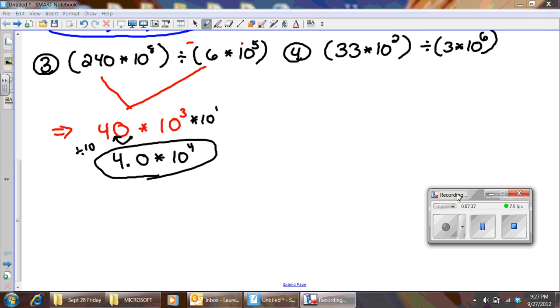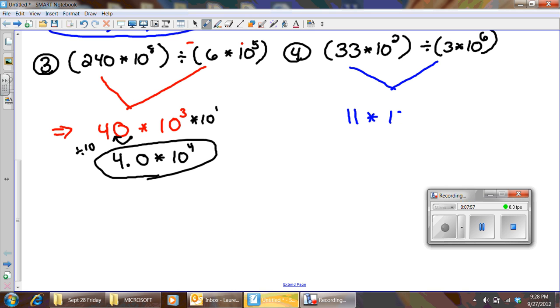All right, one more example for you. And then, like I said, Monday we'll get some practice in class. All right, 33 divided by 3 is going to end up being 11, times 10 to the second divided by 10 to the sixth. Remember, when I'm dividing, I subtract exponents. And 2 minus 6 equals negative 4. This will be to the negative 4th power.